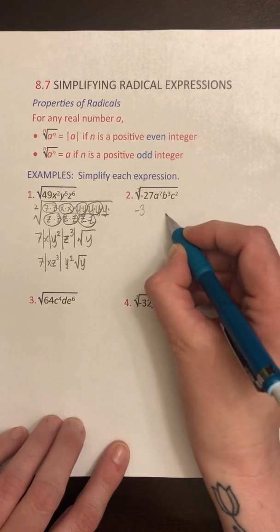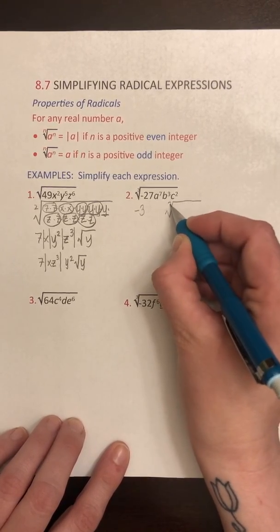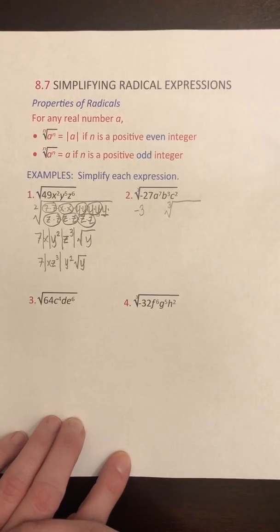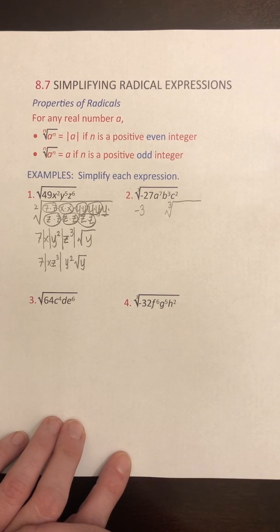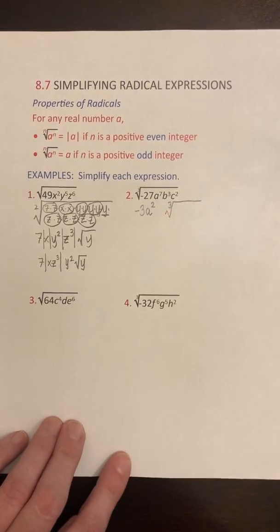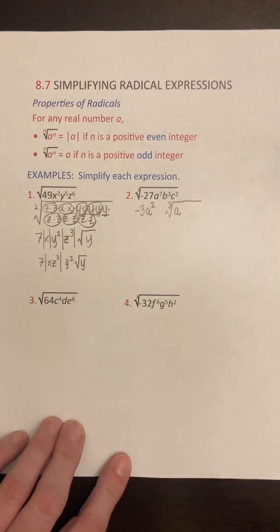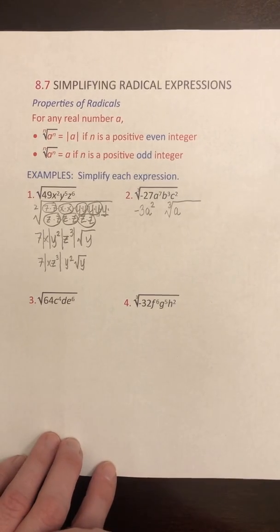All right, a to the 7th power. That means that I have 7 a's. How many groups of 3 do you think we could find in there? Hopefully you're thinking 2, and you would be right. I have 2 groups of a's. How many would be left over? 1 would be left over. So there's going to be 1 a underneath that radical.